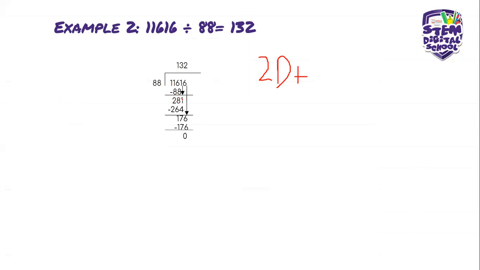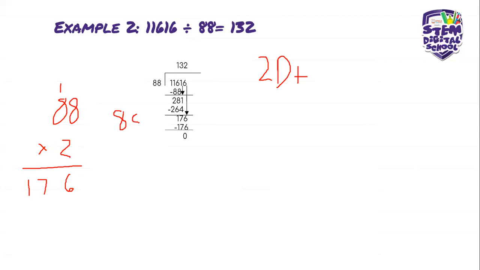I bring down the 1. Then I've got 88 into 281. 281 is not a multiple of 88, so I need to look for one. So you test it, guys. What is 88 times 2? Let's try it. 2 times 8 is 16, carry 1. 2 times 8 again, 16 plus 1 is 17. 176. Doesn't work out.